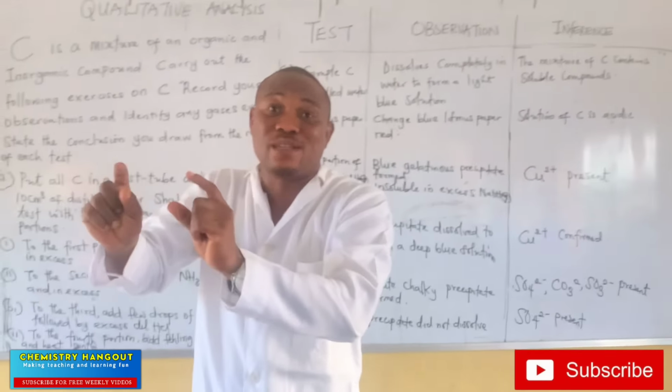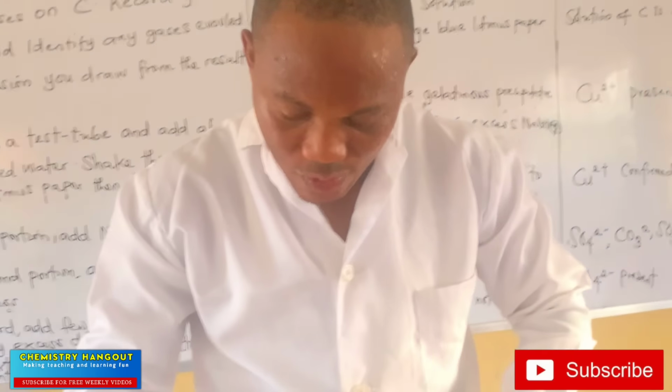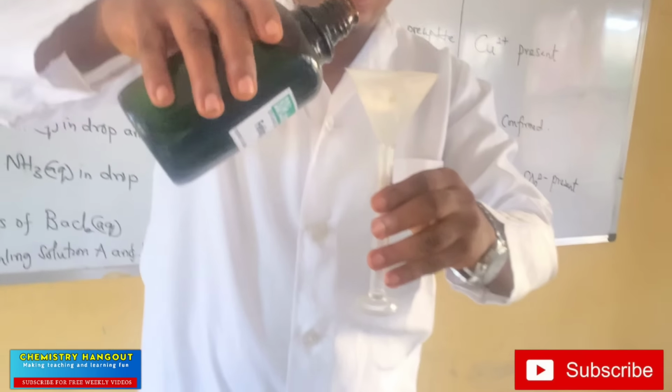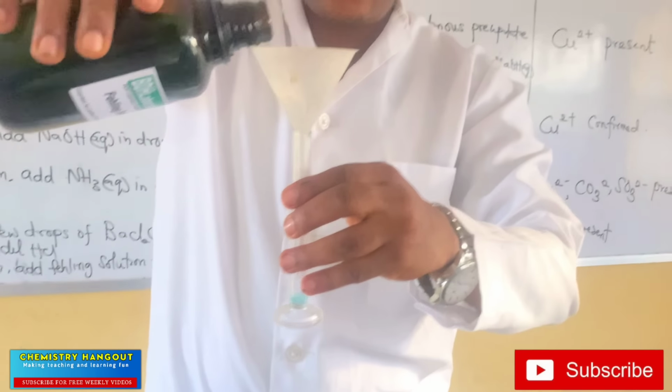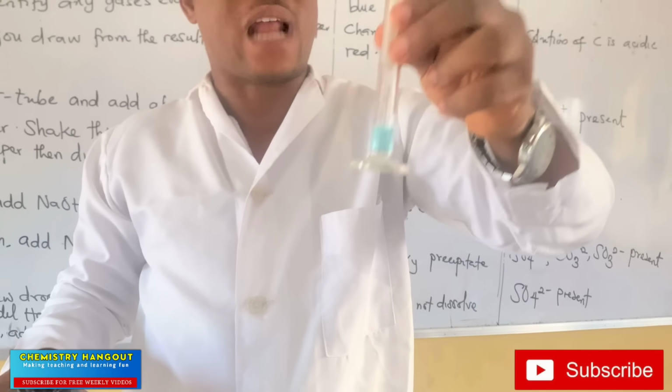So that's why I have my measuring cylinder here. I want to measure 2 of Fehling solution A and 2 of Fehling solution B, then I can add it to this. This is my Fehling solution B, and this is my Fehling solution A. So let's have just 2 centimeters of Fehling solution A. You can see this 2 centimeters, that's what I am using.